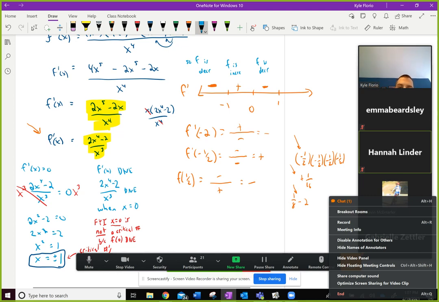Okay. And then what's happening from 1 to infinity? Let's use a number like 2 to figure out what the derivative is doing there. If I plug in a number like 2, the denominator is going to be positive because a positive number cubed is positive. The numerator is going to be the same situation up here. 2 to the 4th times 2 is going to be like 32. 32 minus 2 is 30. It's a positive number. So we're going to get a positive number here.